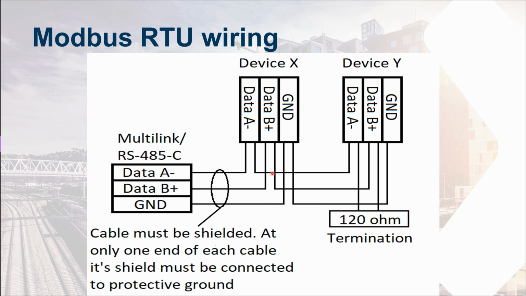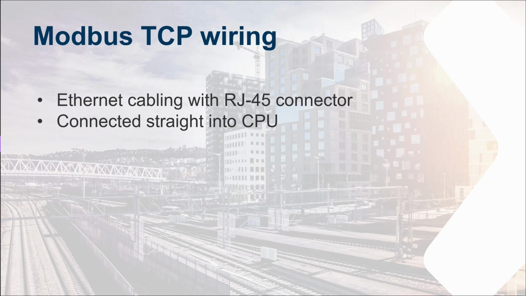No branches or star connections are allowed. The cable must be shielded, and the shielding must be continuous through the cabling. The shield is connected to the ground only at the starting point. Here we have a 120 ohm termination resistor, which will be connected to data A and data B. Its job is to stabilize the bus voltage. Modbus TCP uses basic Ethernet cabling and connects directly to the CPU in our system.